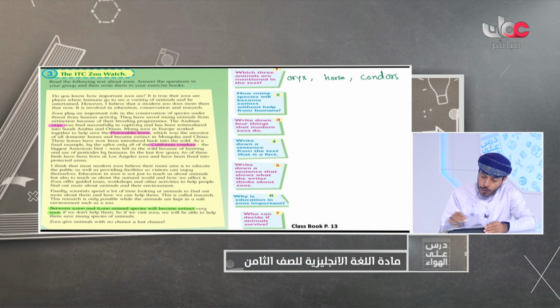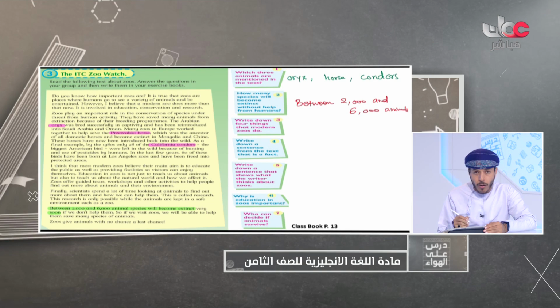So the answer for this one is going to be between 2,000 and 6,000 animals. Okay, so this is how to answer questions. And look at number 3. Write down 4 things that modern zoos do. What do they do?